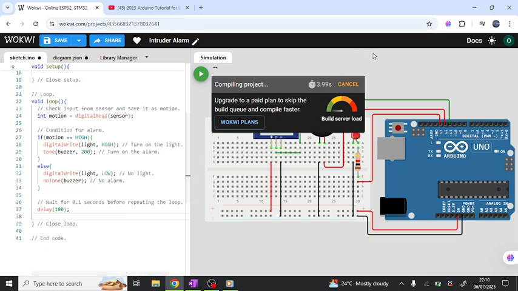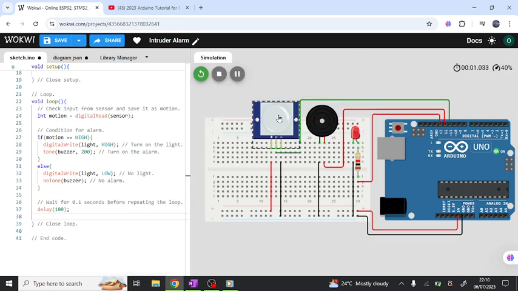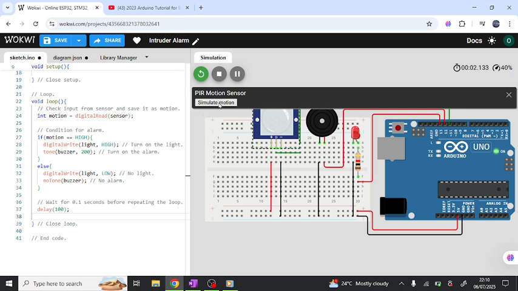Alright, okay, so it's on. Then we just click this to simulate the motion. Simulate motion just means that imagine somebody is moving close to the sensor and motion is detected. It will sound. Watch. Now it goes off because there is no motion again. But if there is motion, motion, motion, the guy is still moving, still moving. You see that the alarm keeps on, it's still on.